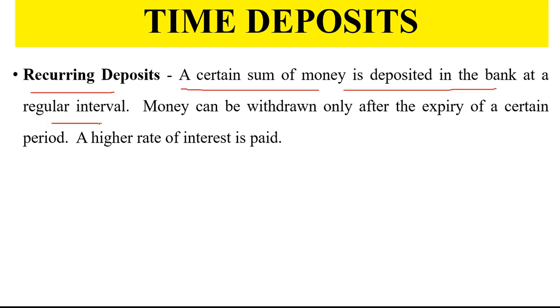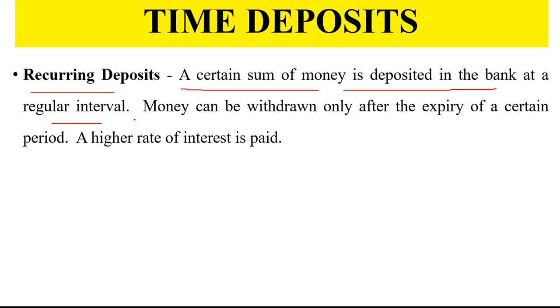And what is a recurring deposit? A certain sum of money, for example 2000 rupees, you are depositing in a bank at regular intervals. Regular interval means every month you are depositing. You have opened a recurring account, and every month the recurring amount is 2000 rupees, which you are paying to the bank. That is the regular saving habit which you are building.